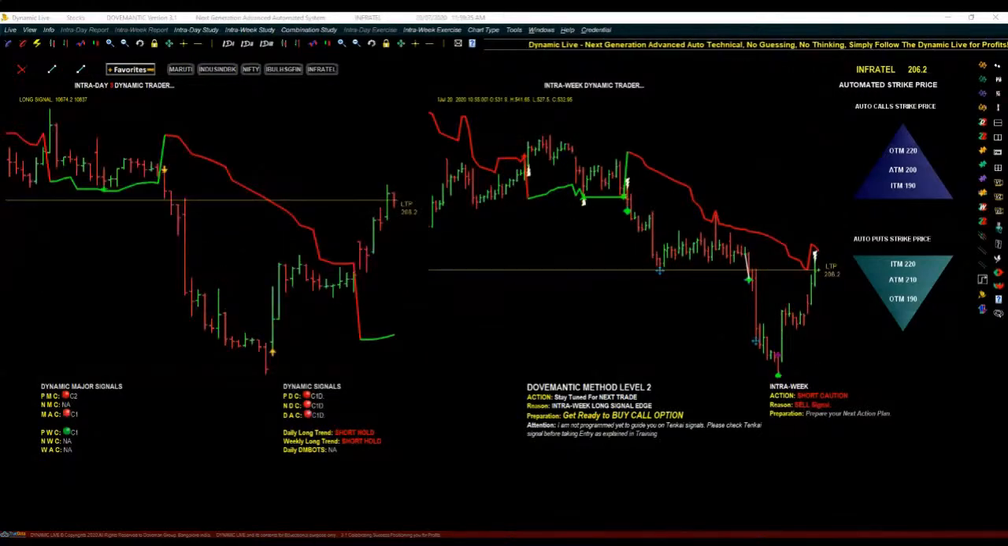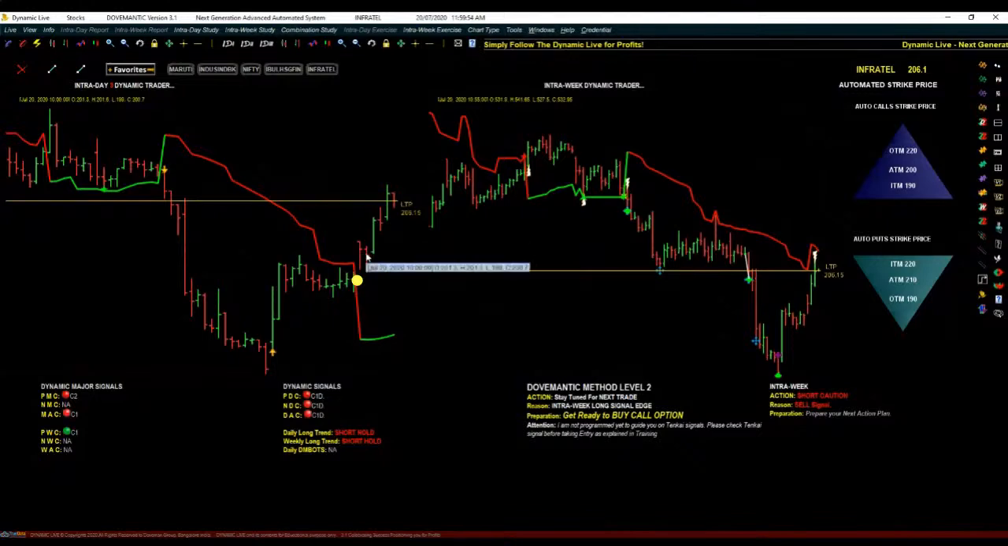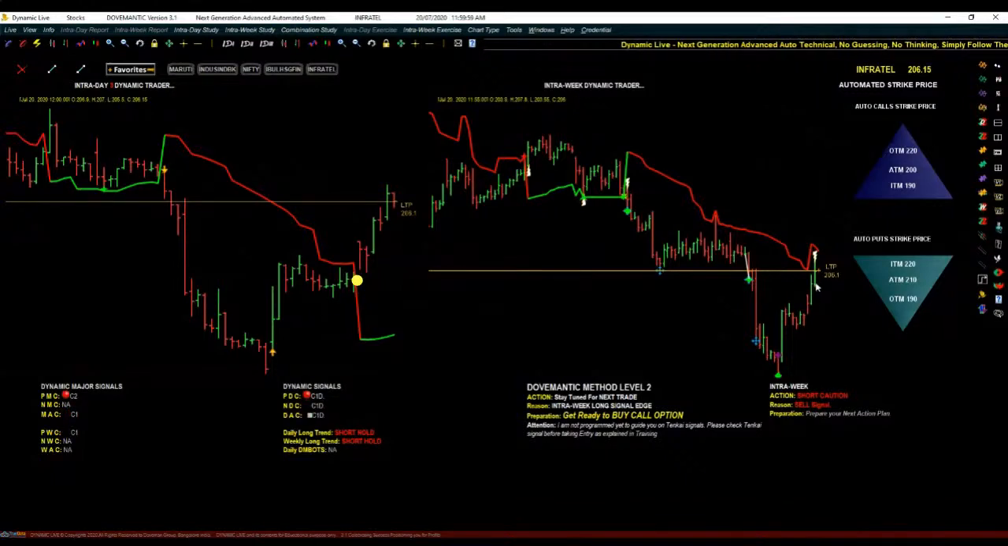So here is Infratel. Even in Infratel, you can see the action says stay tuned for the next trade. There is no trade as of now, but the preparation is telling you get ready to buy call option. But earlier at this point, it had told us to buy. Now when was it? It was on 20th July, 9:30 in the morning today, and you could have bought it when the price was 201.30. And as the price started increasing, and when it made a high of 205.50, it told us to exit. And by the time we exit, we would have exited at 204 ranges. So literally 4 points movement is what one could have gained from this particular trade.